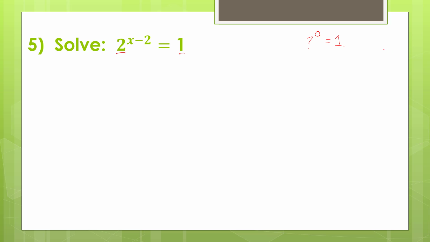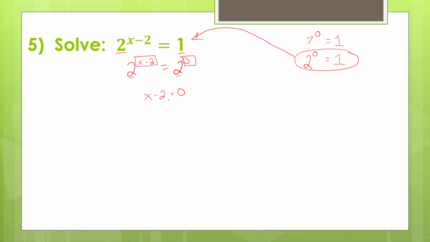That kind of helps us out a little bit here, because we're looking for a base of 2. So could I not also say 2, which is any value, raised to the 0th power is equal to 1? Yes, we can. And so now at this point, I can plug in place of 1, 2 to the 0th power, which is going to be equal to 2 to the x minus 2 power. And so now I have like bases. We can set the powers equal to each other. X minus 2 is equal to 0. Add 2 to both sides, and x is equal to 2.